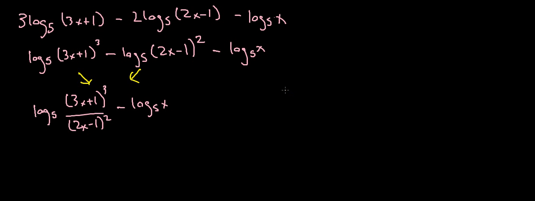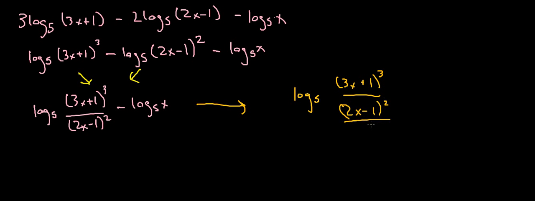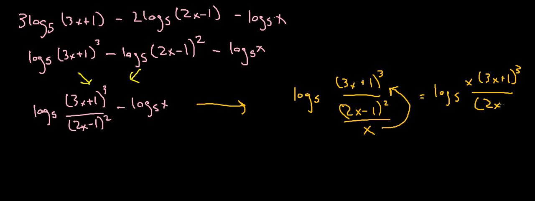A lot of people for sure are going to write this as log base 5 of (3x plus 1) cubed over (2x minus 1) squared divided by x. And this is wrong. And not only that, what they're going to say is, well, I have division over division, so this is going to go up here, and then this is going to become log base 5 of x times (3x plus 1) cubed over (2x minus 1) squared. And this is still wrong. And the reason it's wrong is because this is not what happens when we subtract logs like this. When we subtract logs like this, x is just going to go under here.